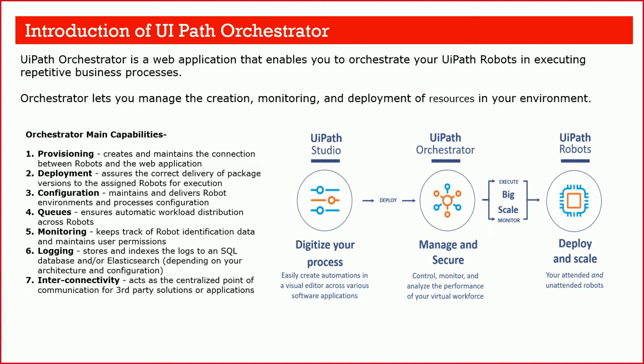Orchestrator also maintains and delivers robot environment and process configuration. Environment is a keyword that is being removed now. Basically, it now works on a folder structure. Prior to 2020.10, there was a concept of environment, but now they have replaced this concept of environment with folders. Previously, they used to group your robots on the basis of environments. For example, if in your organization there are multiple teams, like an HR team, an IT team, and a legal team, you would create three different environments, and the robot specific to HR would go to the HR environment. But now the concept of environment has been removed.